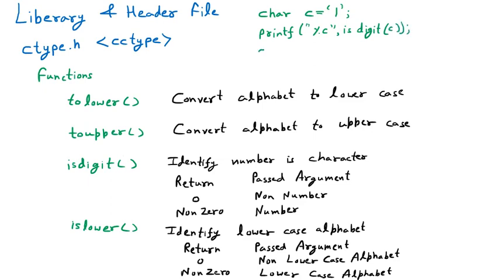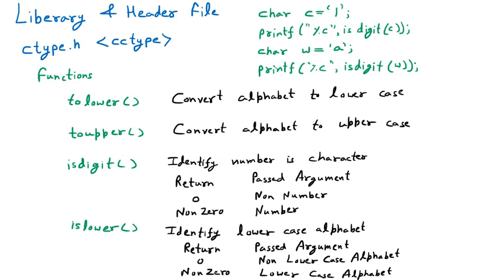Assuming that I am taking one more character, char W, now it contains small a. Again I am saying printf, then afterward in the double quotes percentage %C, comma, is digit, in the bracket we are having W. Now what will be the answer of this particular question?